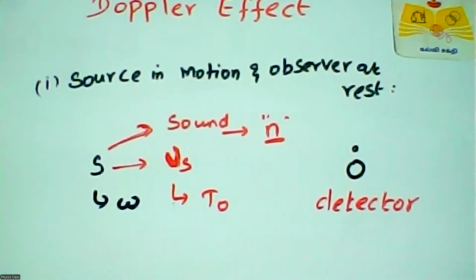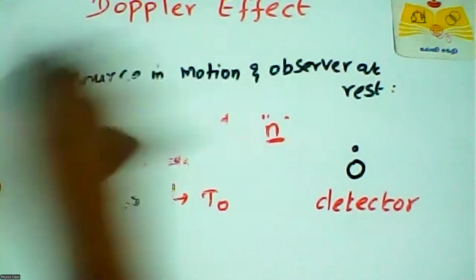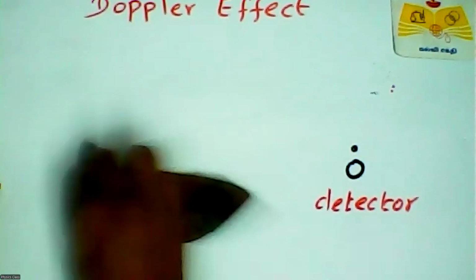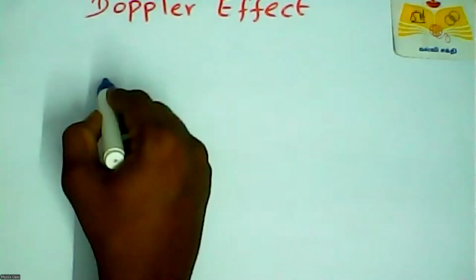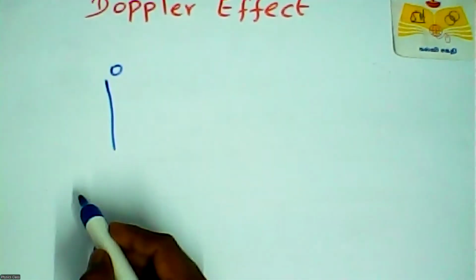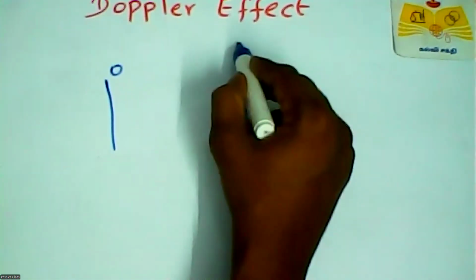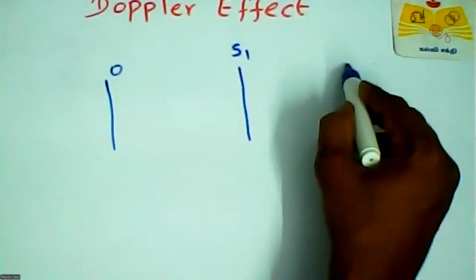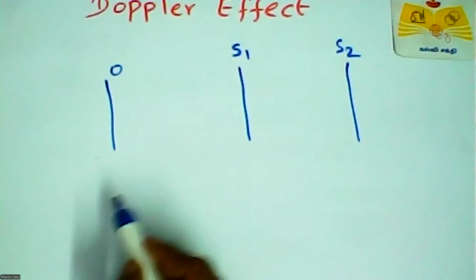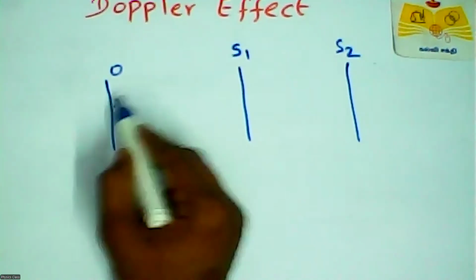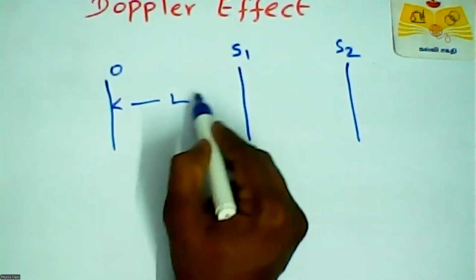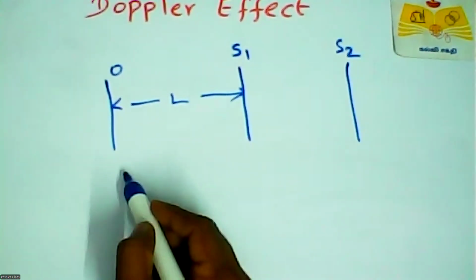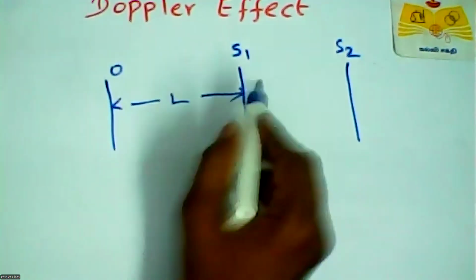So we have to draw one simple figure, a simple diagram now. So here is the observer, S1, S2. So the observer and the source are at the first position. The distance between them is capital L. Capital L means the distance between the observer and the source.